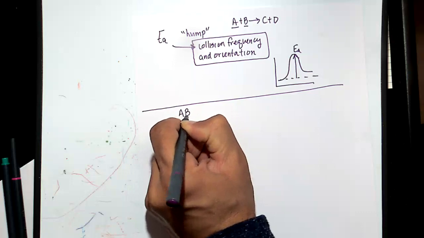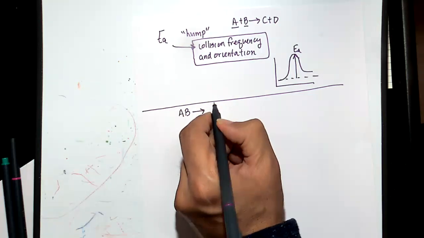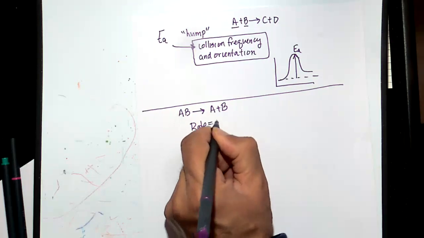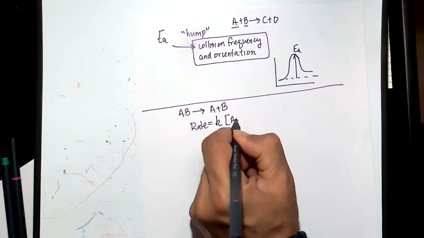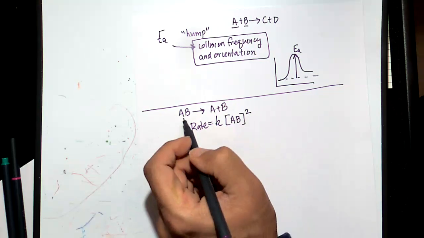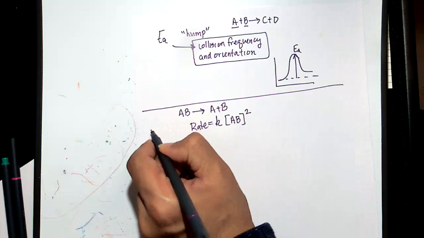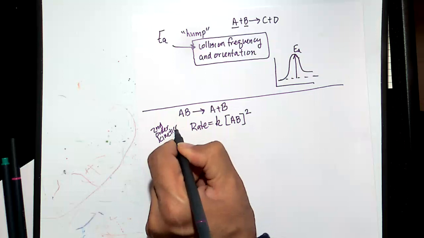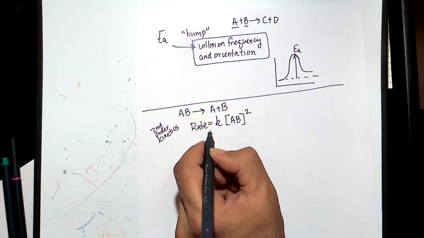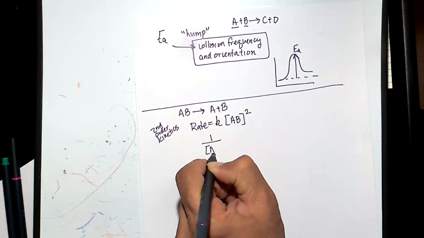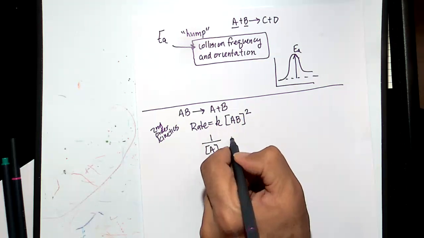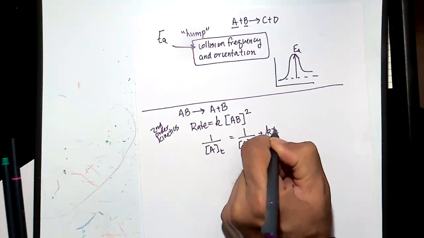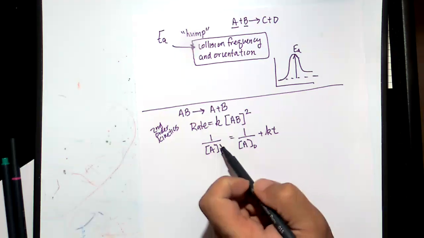All right, there's a question here on your exam. If you have AB going to A plus B, and the rate is equal to k[AB] squared, this decays with second order kinetics. Make sure you know how to use the equation for this decay. The equation for this decay is 1 over [A]t equals 1 over [A]0 plus kt. That application will be on your exam.